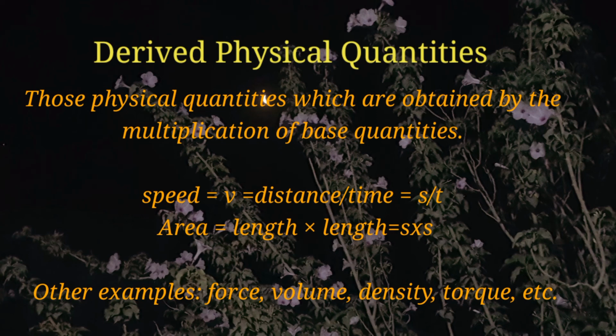In a similar fashion, area is also a derived quantity because it is obtained by the multiplication of a single base quantity with itself. That is, in case of area, we multiply length with length. And other examples of derived quantities are force, volume, density, torque, etc. So this was a brief discussion of physics, its scope and physical quantities.